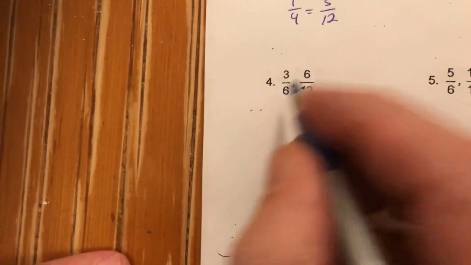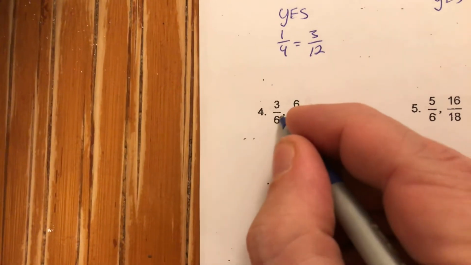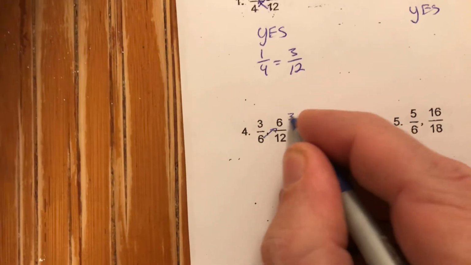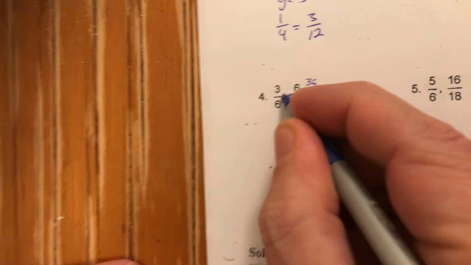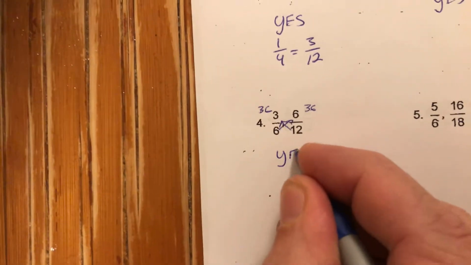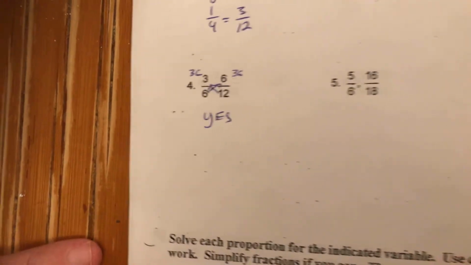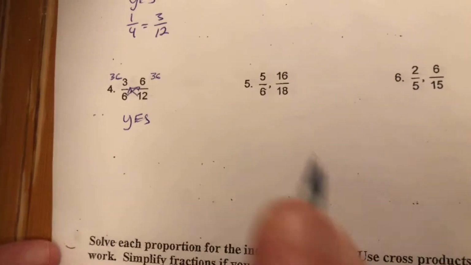3/6 equal to 6/12. Some of you may know yes already, right? Actually, those both simplify to 1/2, but I'm going to show you that 6 times 6 equals 36. 12 times 3 equals 36. So that would be a yes. So on your quizzes today, you're going to see like 2 or 3 of these. They give you fractions and basically ask, are these proportional, I believe.